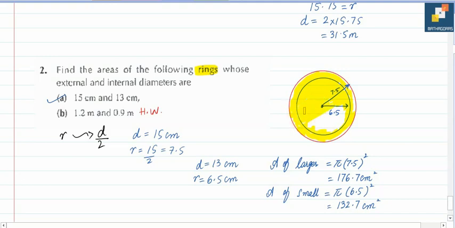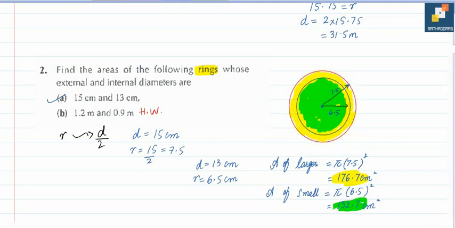Right? This is the area of the larger circle, and it's 176.7. Then we find the area of the smaller circle, 132.7. So I'm going to shade with the green marker the area of the smaller one, right? That is the area of the smaller one. Now we need that outer part only.